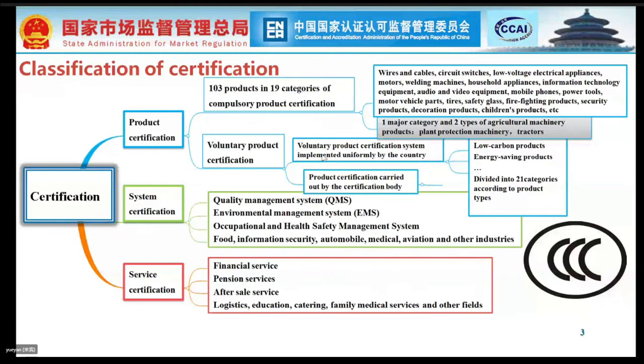And there are two types of voluntary product certification. Voluntary product certification is independent and uniform across the country. It includes low carbon products, energy saving products, and so on, divided into 21 categories according to product types. And also we have system certification and service certification, including quality management system, environment management system, and so on. This is our CCC mark.